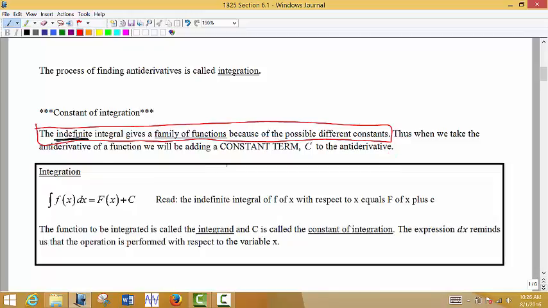Alright, so we have a symbol that we use for integration, and it looks like kind of an elongated S. So if I was to make it, it kind of looks like that. It looks like a stretched out S. That's called the integration symbol.